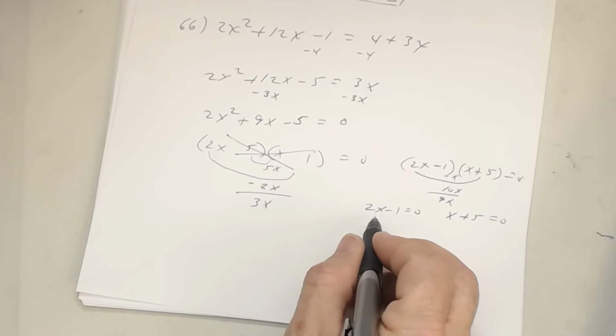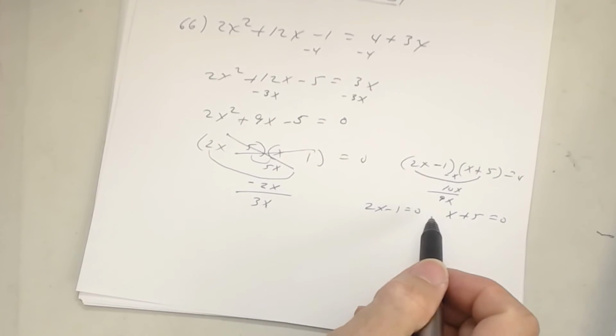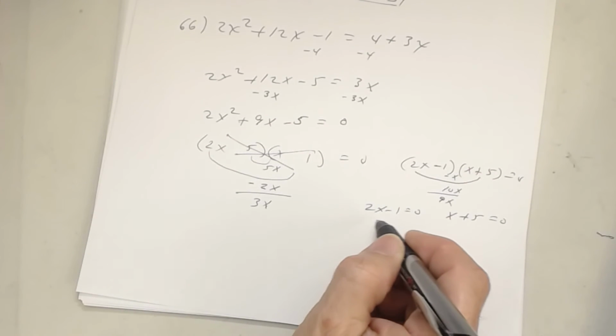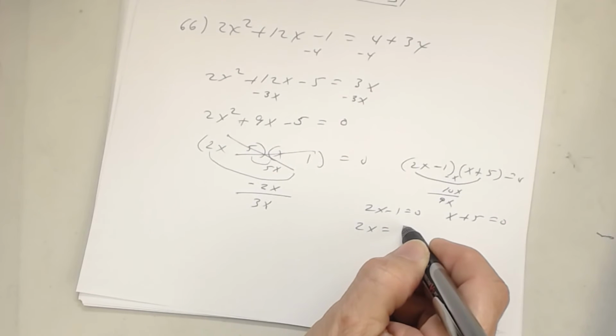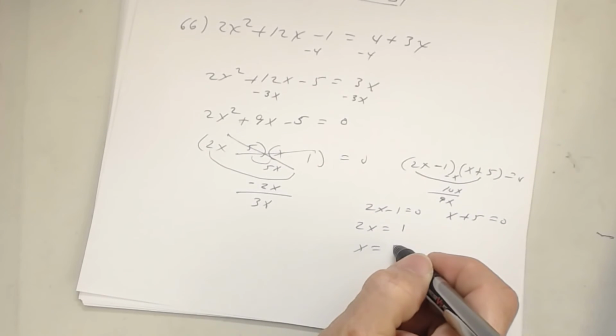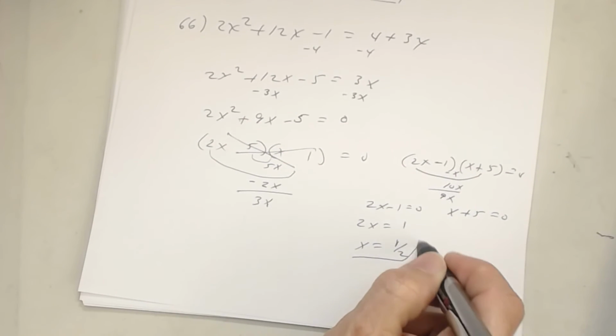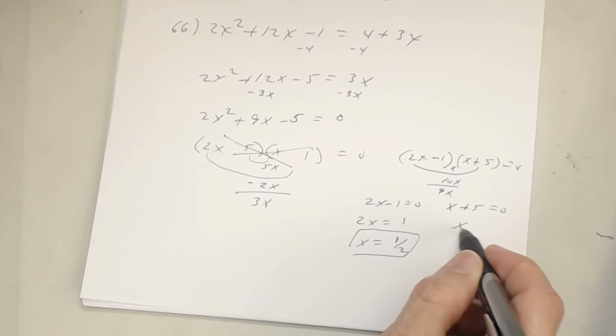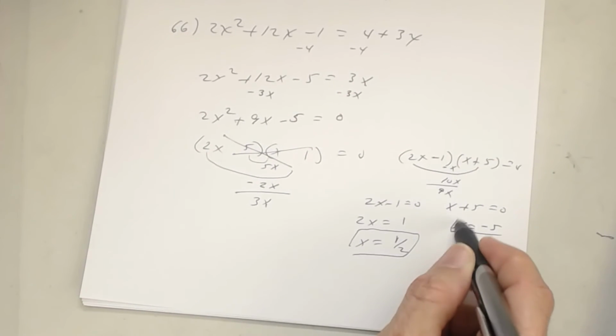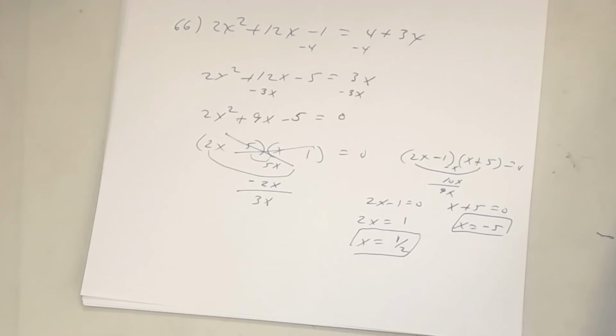All right. So I'm going from a quadratic to 2 linear. So if 2x minus 1 equals 0, that means 2x has to equal 1, which means my solution is 1/2. Over here, x has to equal -5. So those are your two solutions. Okay? Any question at this point?